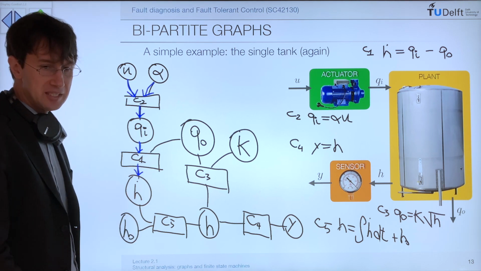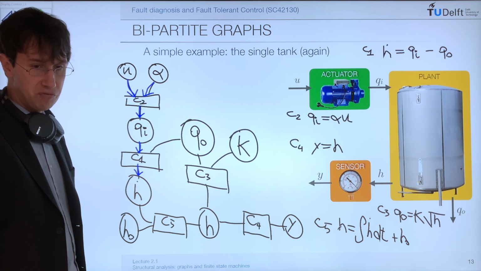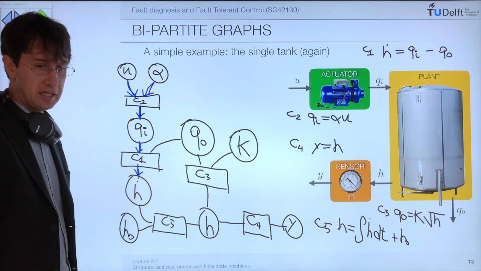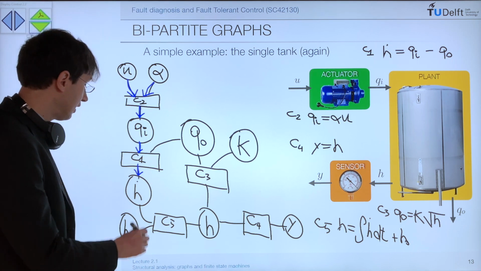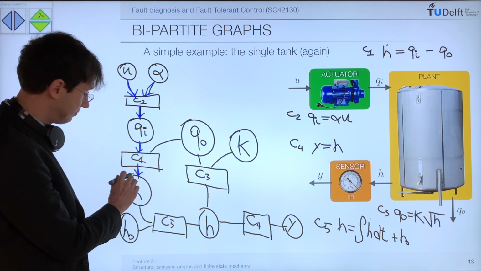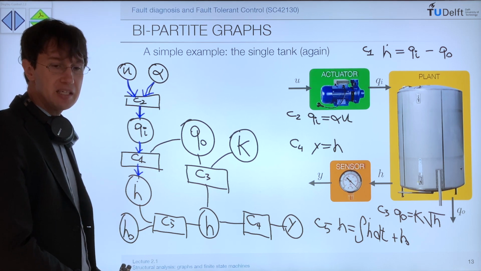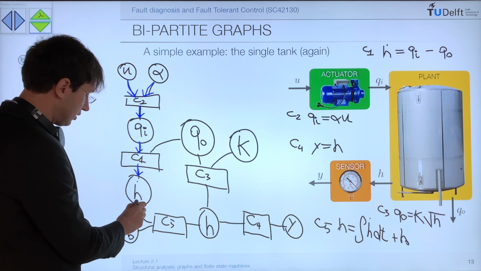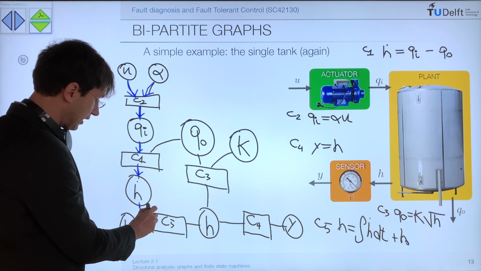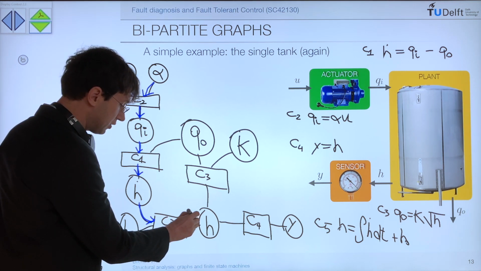Now the issue is that we also need to know Qo, the outflow, and we have no sensor for that. But don't worry, we are getting there. So let's somehow assume that we got here and we computed h dot. And let's see if this assumption is consistent. If we were able to compute h dot, we can use this equation to compute h.